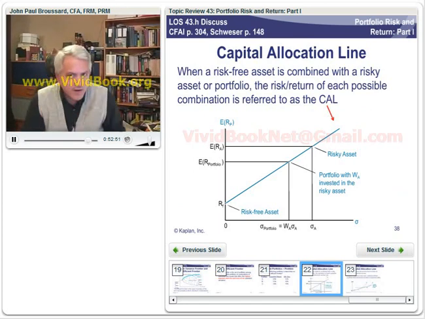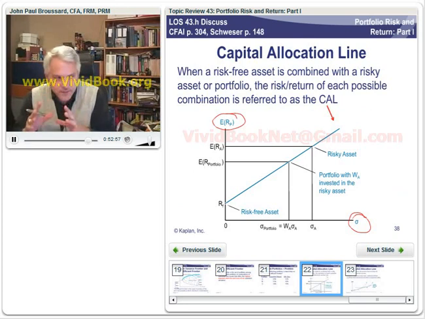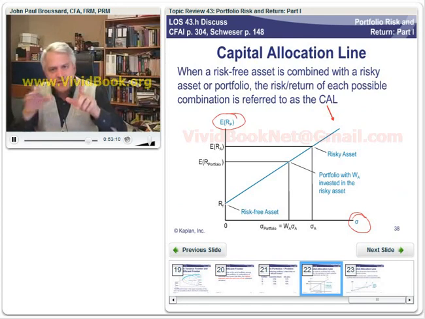The first thing I want you to remember is we are staying in expected return standard deviation space. We're still there. We're not making any adjustments, not doing any mathematical mumbo jumbo. Just think of a y-axis and an x-axis, the y-axis being expected return, the x-axis being standard deviation.